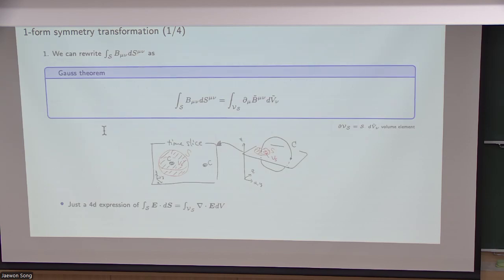First, we can use the Gauss theorem. We can rewrite this surface integral as a volume integral with a derivative. This will be complicated, but this is just a four-dimensional expression of the ordinary Gauss theorem. So this is the divergence of B mu nu. This S is a closed surface, and this V_S is a three-dimensional volume whose boundary is S, like this. And this is a volume element.